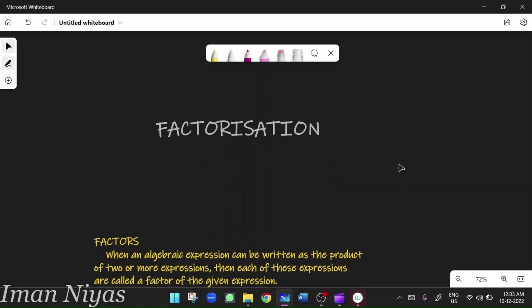Today we are going to discuss factorization. This is a chapter from grade 8. So before going into factorization, let's see what are factors.